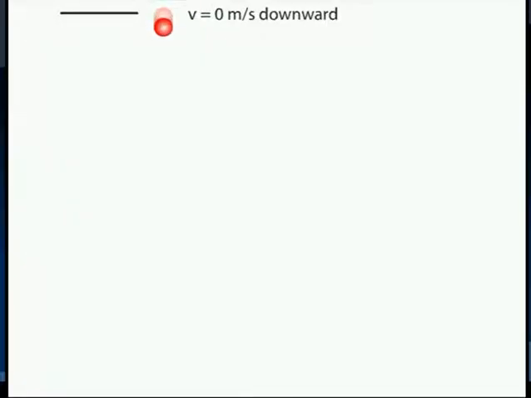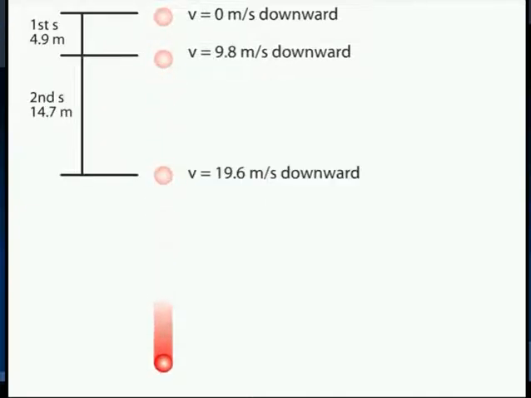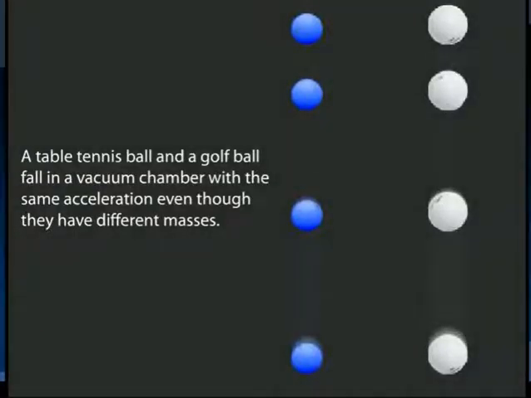A falling object accelerates at a constant rate due to the force of gravity. As the object falls, the velocity will increase at a constant rate. The free fall acceleration due to gravity, symbolized by the letter g, is 9.81 meters per second squared at the Earth's surface. If only the force of gravity is acting on the object, then the motion is known as free fall.